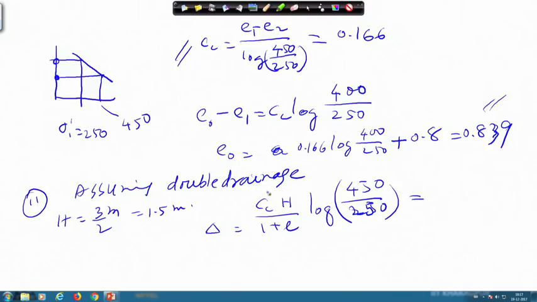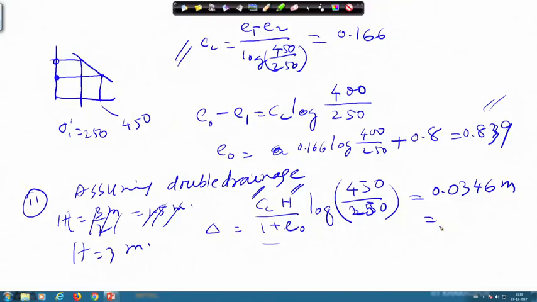So, all values of Cc can be put here. H cannot be this; H will be the full thickness, H equal to 3 meter, and Cc into H by 1 plus e naught is to be used. If I do this calculation, then you will get 0.0346 meter or 34.6 millimeter.